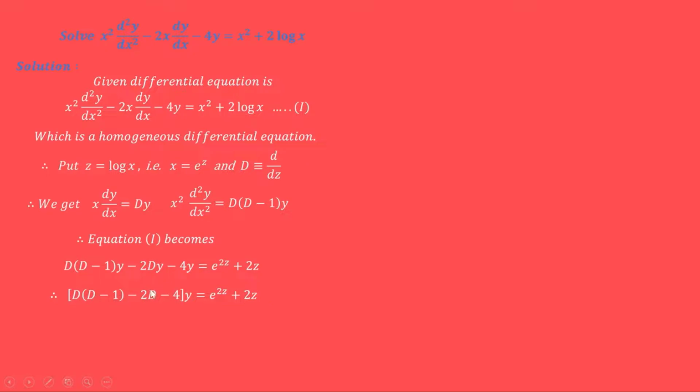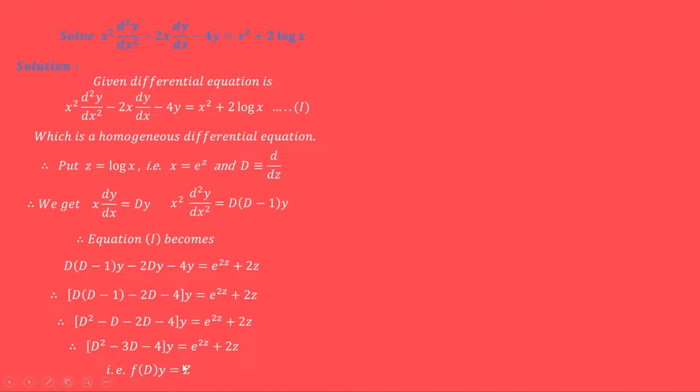Now take this D inside and make that calculation. So you get D square minus D minus 2D minus 4 into y is equal to e raised to 2z plus 2z. Minus D minus 2D, it is minus 3D. So finally we get D square minus 3D minus 4 into y is equal to e raised to 2z plus 2z. Now observe this, this is a differential equation of the type f of D into y is equal to capital Z. Means this is a linear differential equation.